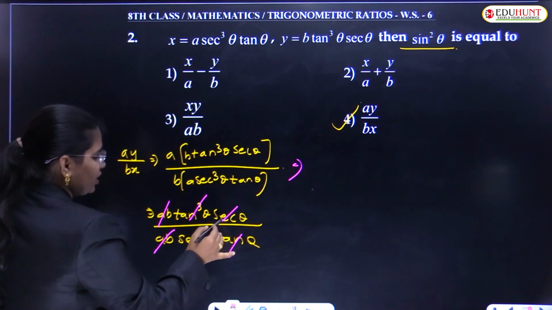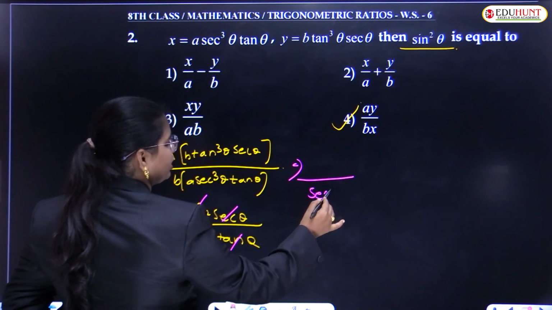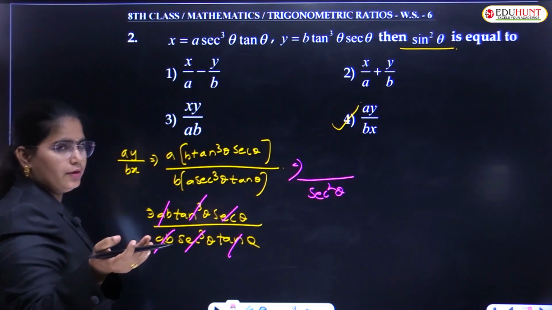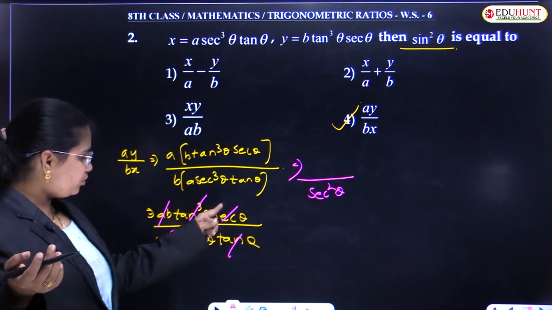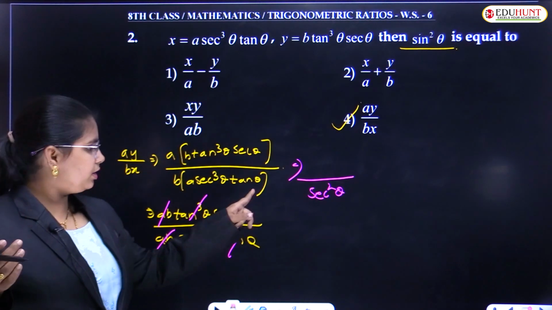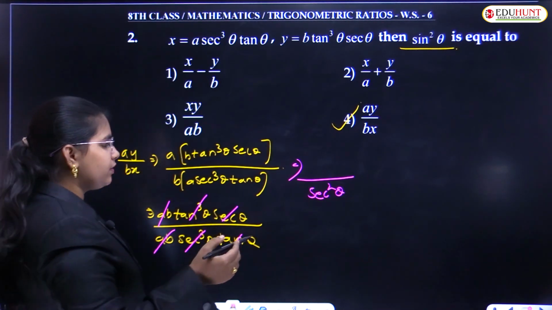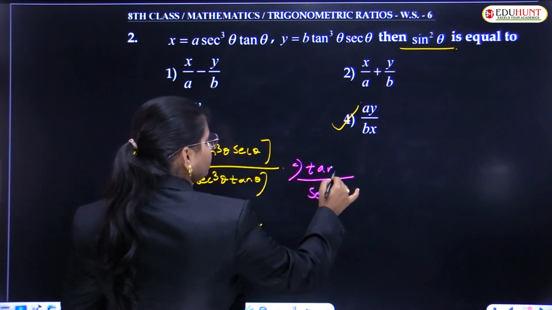What will be left over? For secant theta with secant cube theta, out of secant cube, one will be cancelled. So you will be left over with secant square theta. Similarly, for tan cube theta, you will be left over with tan square theta.